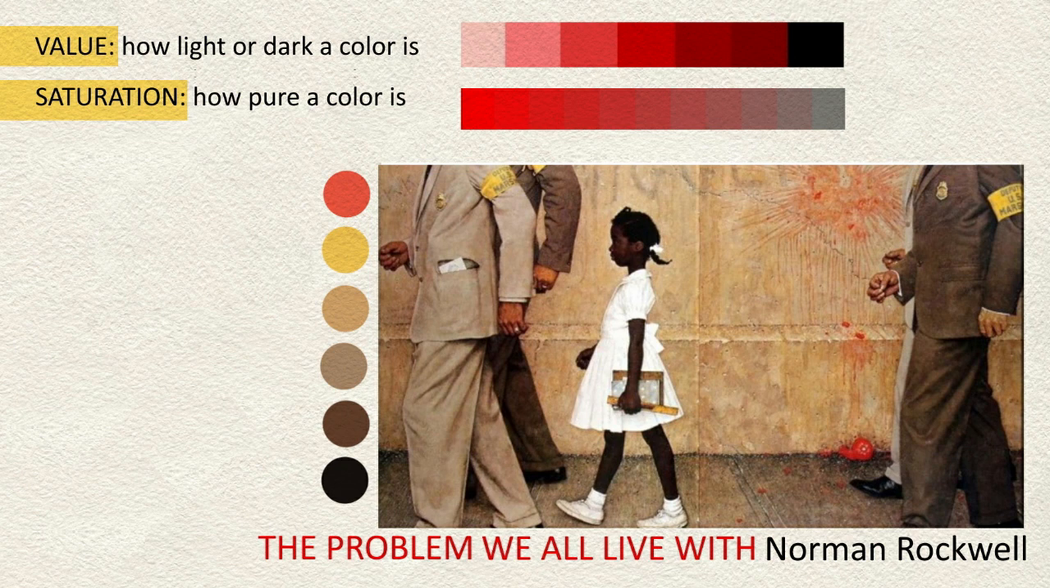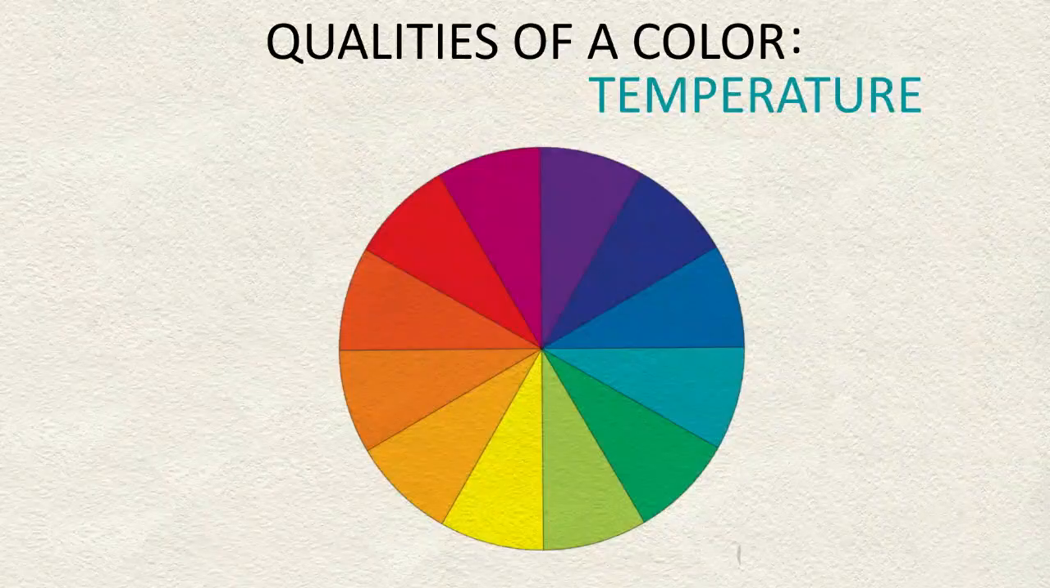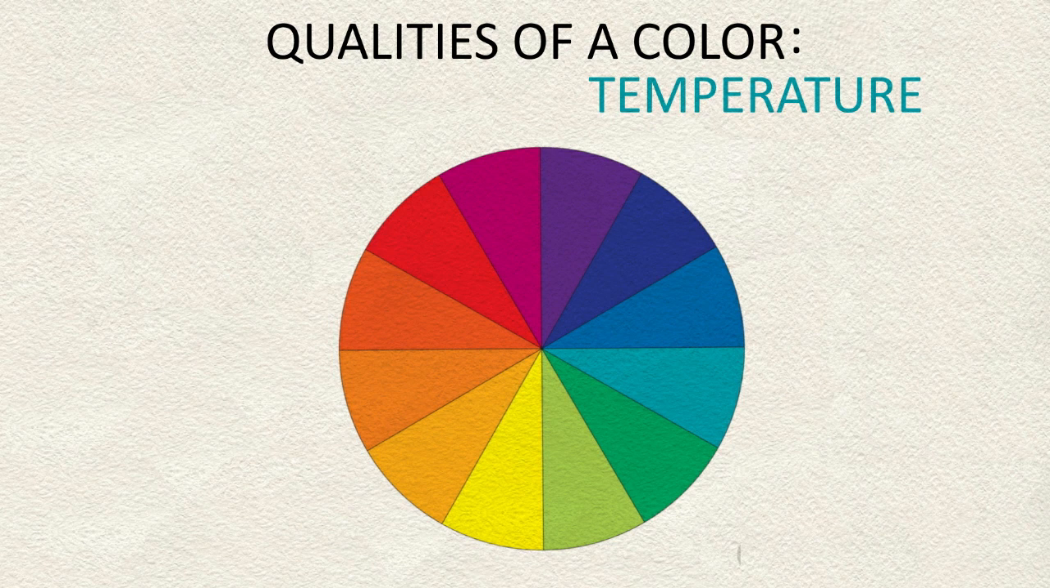Rockwell uses color saturation to help tell the story. The brightest, most saturated color in this painting is where? In the red of the smashed tomato dripping down the wall. The yellow armbands of the police marshals also draw our eye, telling us how she needed daily protection on her way to school. The last color quality we'll discuss is temperature.